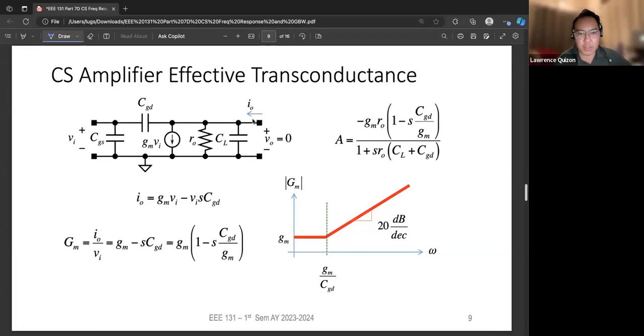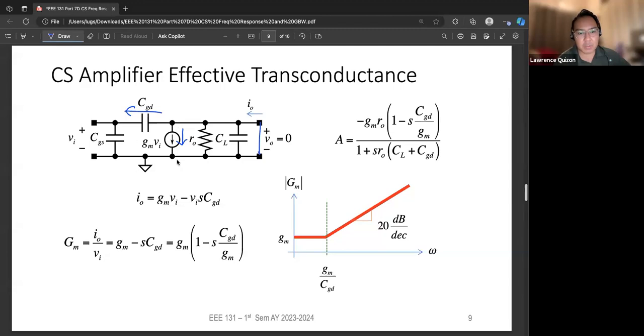This one you can just derive by taking the KCL at the output side, no? So we have GMV in, R out, and well, GMV in, tapos papasok siya dun sa CGD, no? So ditong dalawa lang yung current mo. Wala to, bakit? Kasi V out is shorted, no? V out is 0. So this is the short circuit output current. So GMV in at saka CGD lang yung meron tayo, no?